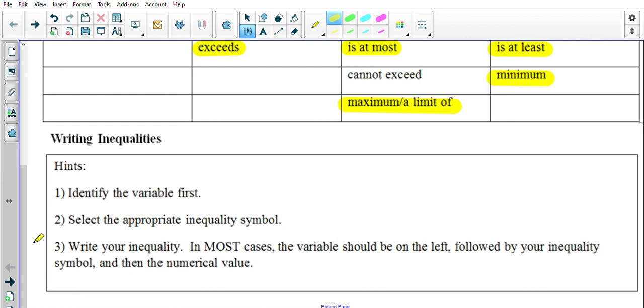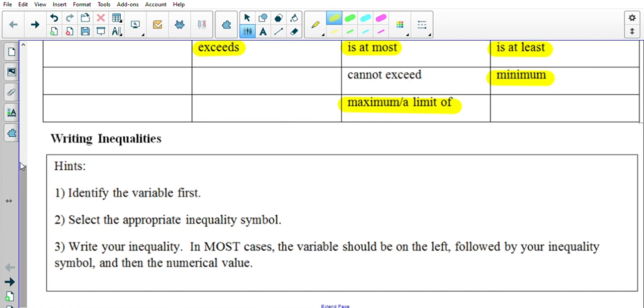Then I select the appropriate inequality symbol, so you'll generally see one of these phrases somewhere in the problem or something similar that indicates what symbol we're going to use. And then write your entire inequality. So in most cases, the variable should be on the left, followed by your inequality symbol, and then the numerical value. Because a lot of times it'll say a minimum of 15. So that's greater than or equal to 15. The variable has to go on the left-hand side.